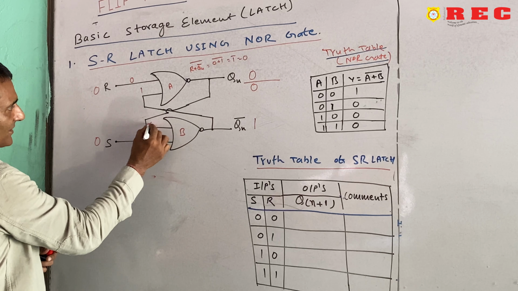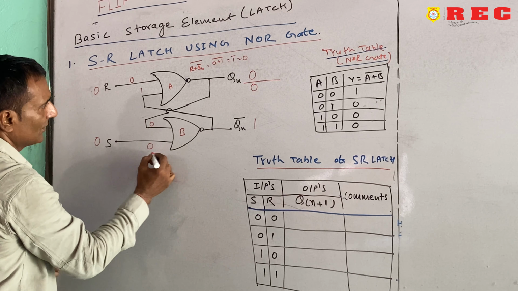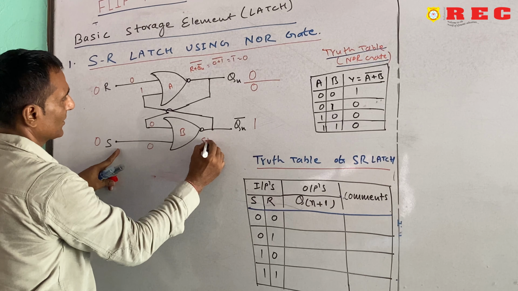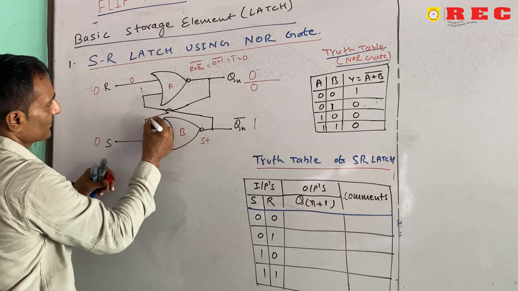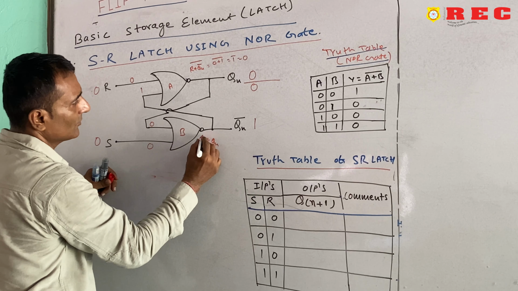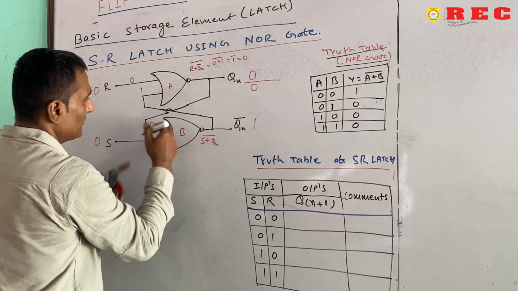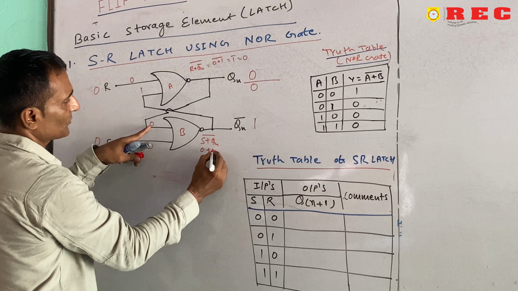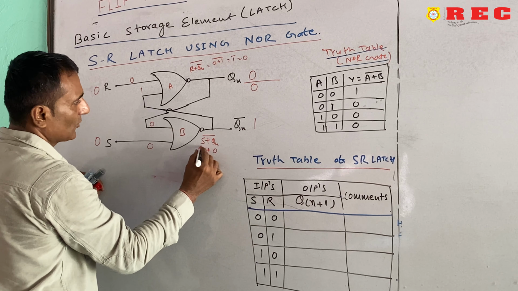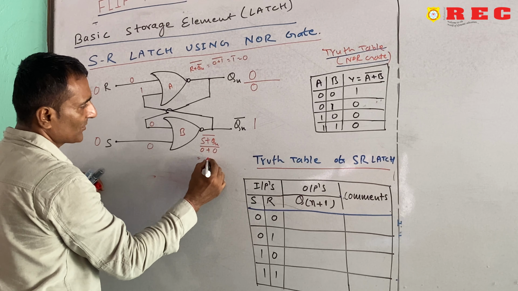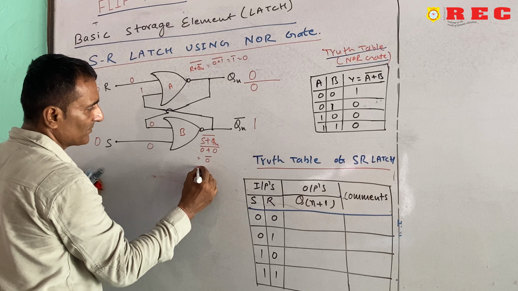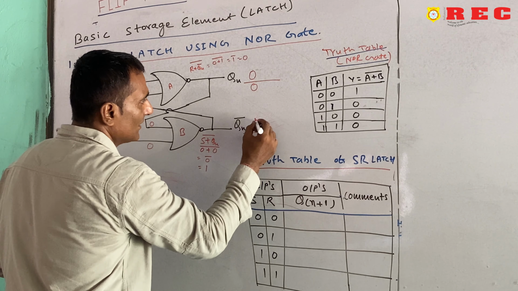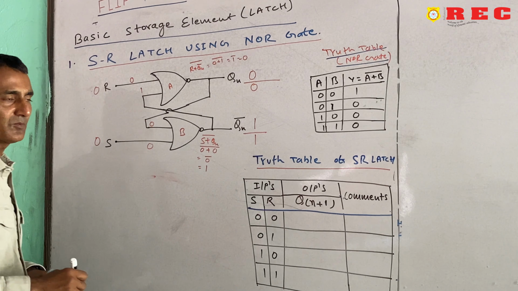This 0 will come here, this is 0, what will come here? So, the output will be S plus this Qn whole complement. If we put this value, S equals 0 plus Qn equals 0 and the whole complement is equal to 0 plus 0 is equal to 0, and the complement of that is 1. So, this is 1. Again the new value came as 1.